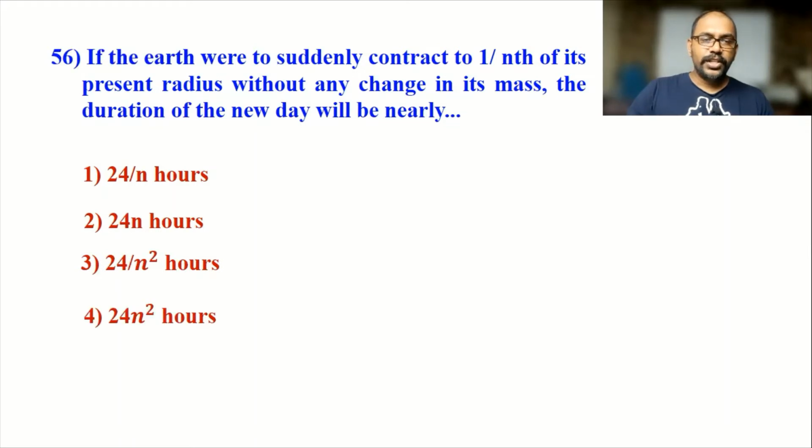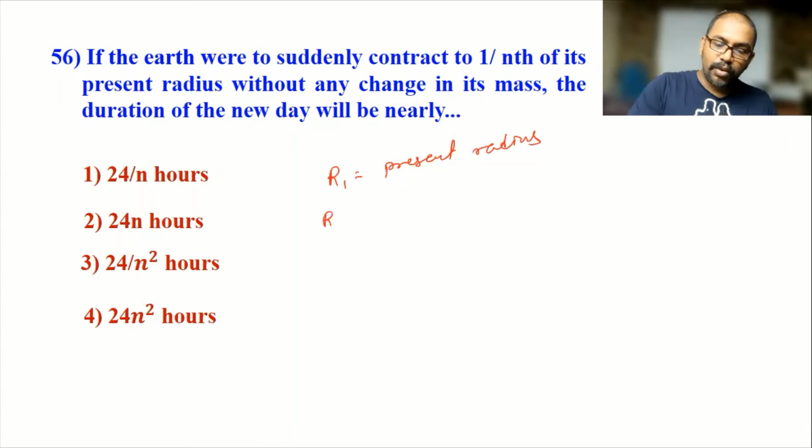Now the next question is: if the Earth were suddenly to contract to 1 by n of its present radius without any change in its mass, then the duration of the new day will be nearly what? So we have to find out the new duration. Here they have given that the Earth contracts to 1 by n of its present radius. I consider the present radius as r1. Then r2 is 1 by n of r1. And then we have to find out the duration of the day.